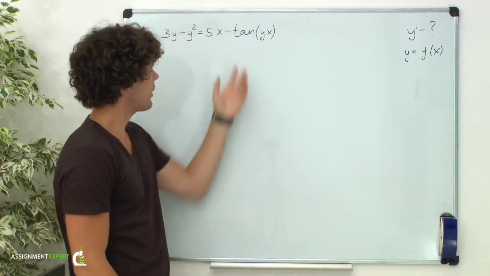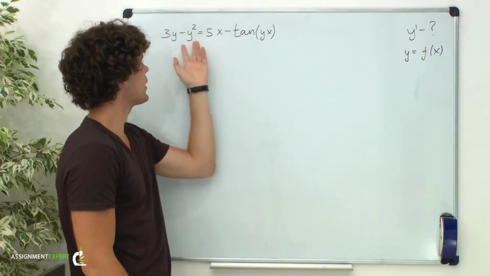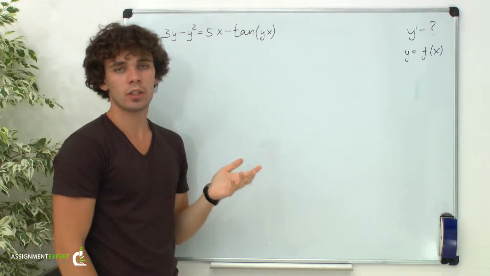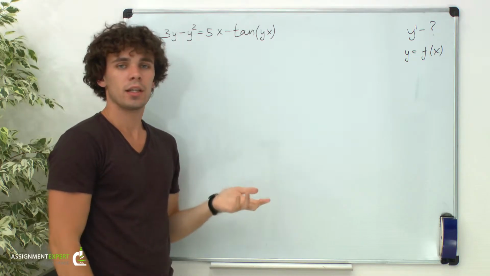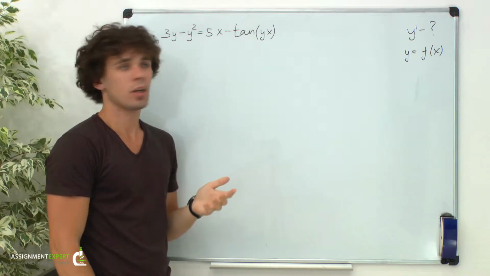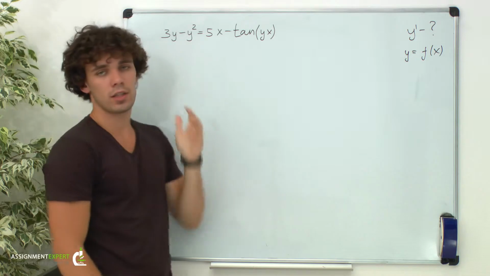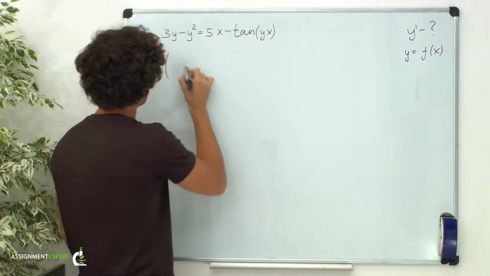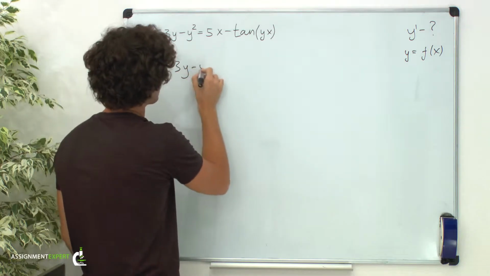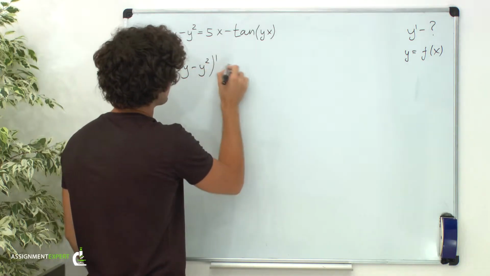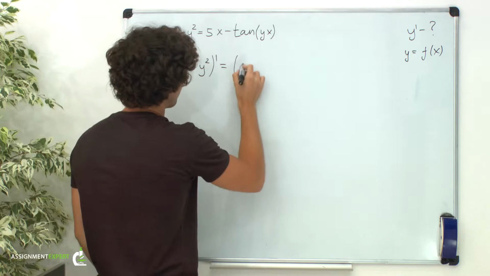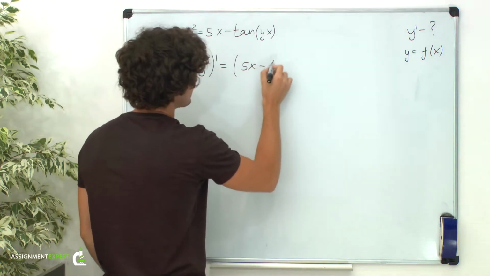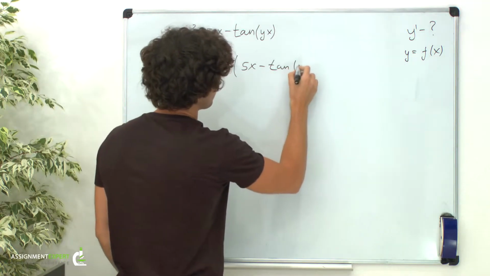But as we can see, we have a tangent of y times x and y squared, so this will lead to some difficulties. Instead, we have another option. We can differentiate both parts of this expression. Let's do so. Derivative of 3y minus y squared equals derivative of 5x minus tangent of y times x.